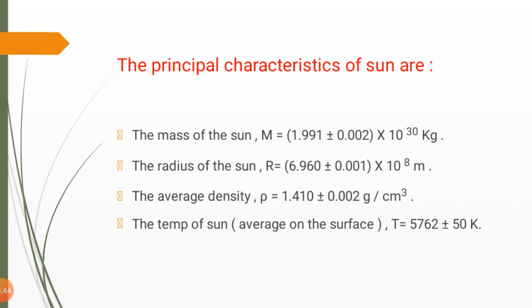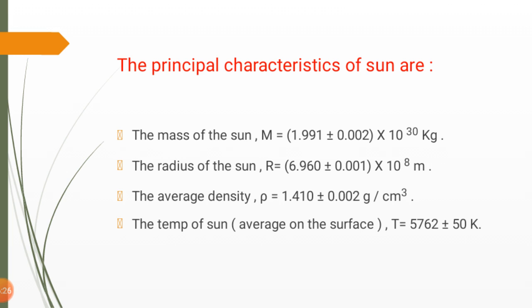Now the radius of the sun, capital R, equals 6.960 plus or minus 0.001 times 10 to the power 8 meters, and this is also very large compared to the radius of the Earth. The average density, rho, equals 1.410 plus or minus 0.002 gram per cubic centimeter, or gram per cc. This is the density, which is about 100 times the density of water.